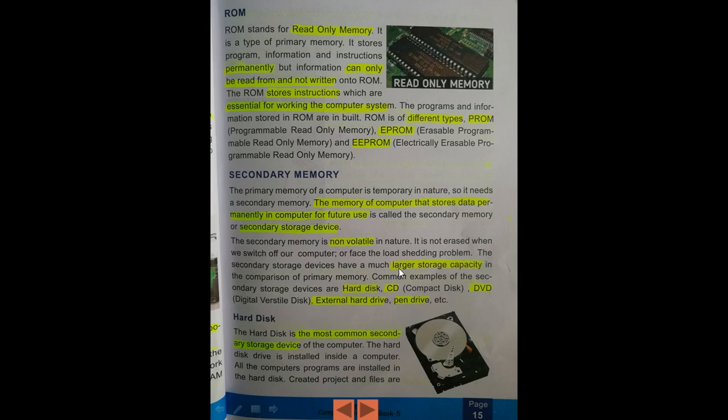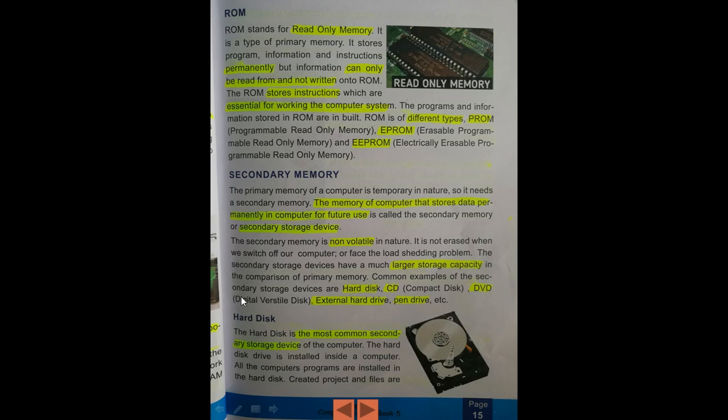The secondary storage devices have a much larger storage capacity in comparison to primary memory. Common examples of secondary storage devices are hard disk, CD, which stands for compact disc, DVD, which stands for digital versatile disc, external hard drive, pen drive, etc.